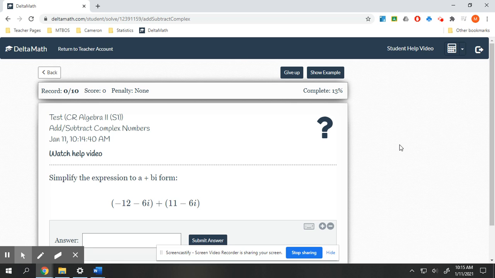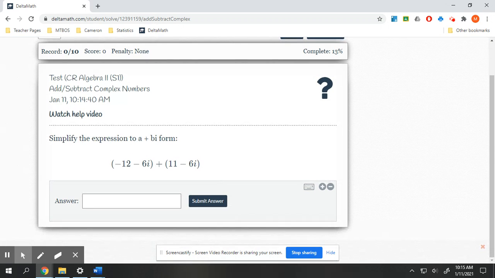Hello, this video is about adding and subtracting complex numbers along with multiplying complex numbers. So here is what I see with this problem. This is asking us to simplify the expression to an a plus bi form. Essentially, this is asking us to combine like terms so that we simply have a real term, the a, and then an imaginary term, the bi. This should go back to Algebra 1, where we are simply combining like terms.